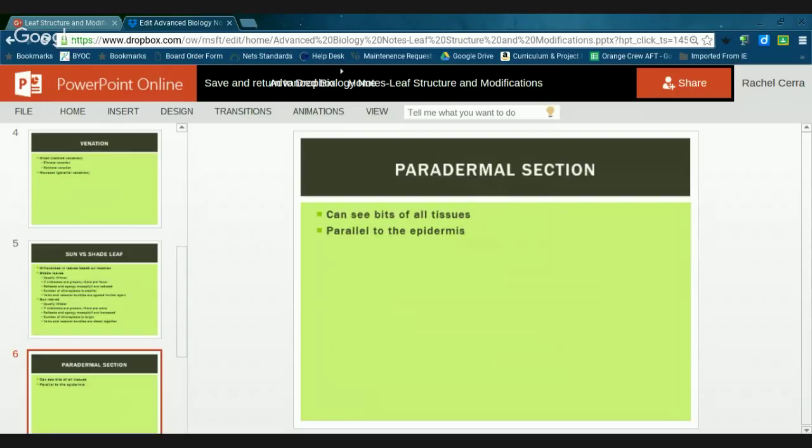Sometimes you'll be given or be asked to draw a paradermal section of a leaf. And so I've drawn you that one to the right of the sun and shade leaf. If you look there, you can see bits of all of the different tissues there.